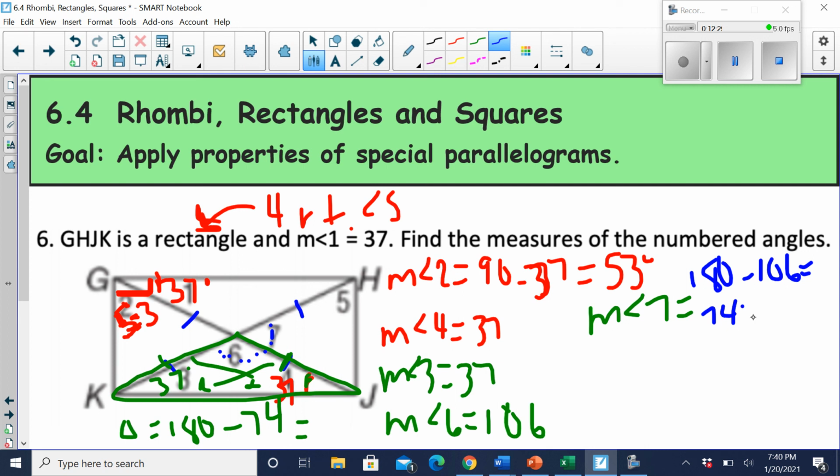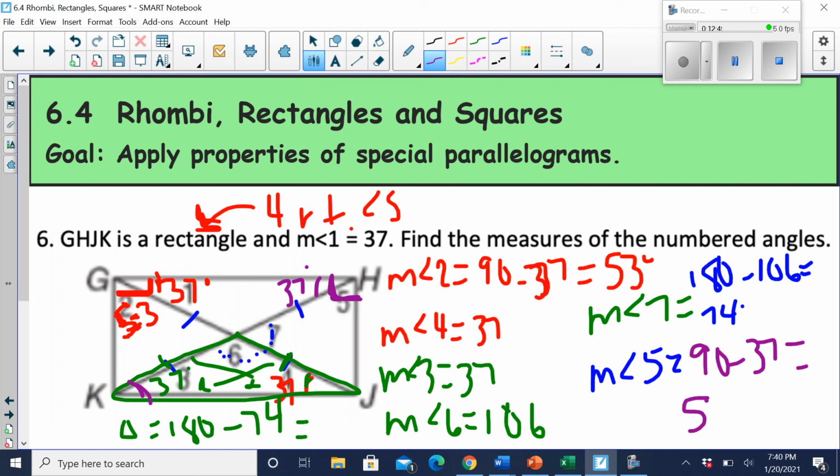The last angle I need to fill in is the measure of angle 5. Okay, so if I look at my picture, I see that this angle right here was 37. I could fill the 37 in up here. And then once again, bringing it back to the idea that it has to have 4 right angles, I'm going to say 90 minus the 37, and we're going to be left with 53 degrees. Okay, so on a rectangle, if they give us one angle, we can actually fill in all of the rest of the angles on that diagram.